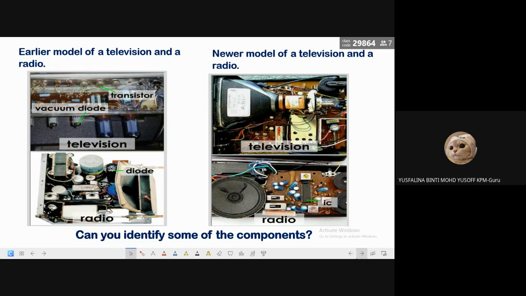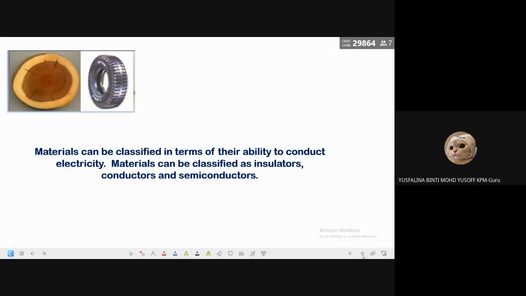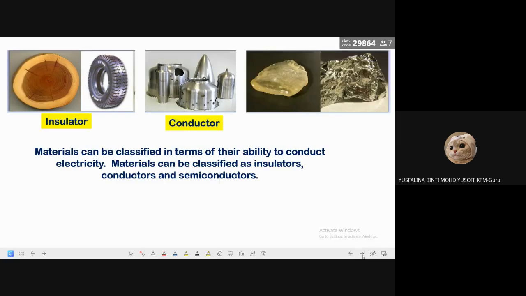In the electricity part. Materials can be classified in terms of their ability to conduct electricity. Some materials, if they can conduct electricity, we call it a conductor, right? Such as metal, cuprum, aluminium, right? So anything that can make the electricity flow through it, we call it a conductor. Or sometimes not just electricity, sometimes heat also. And then the insulator, some materials that cannot make the current flow through it.